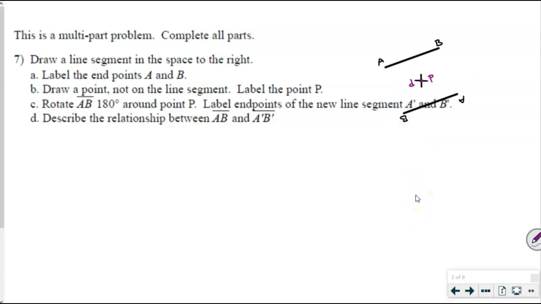What's the relationship between A prime and B prime? D. What is that relationship between those? Describe that. You saw it on my screen, so quickly check in with your groups and describe what you just saw. What's that relationship?